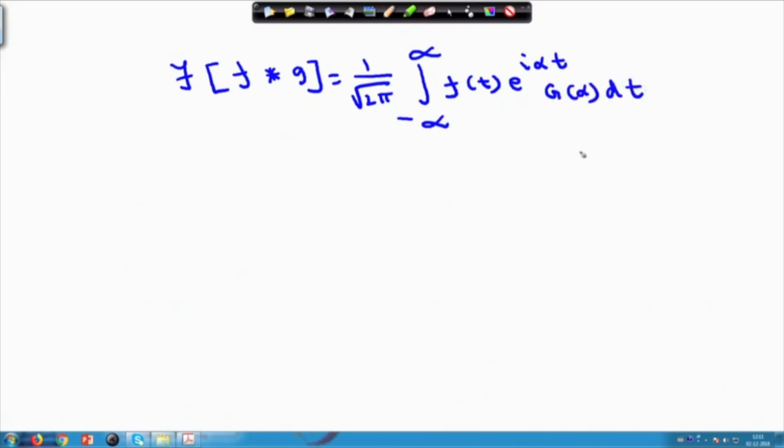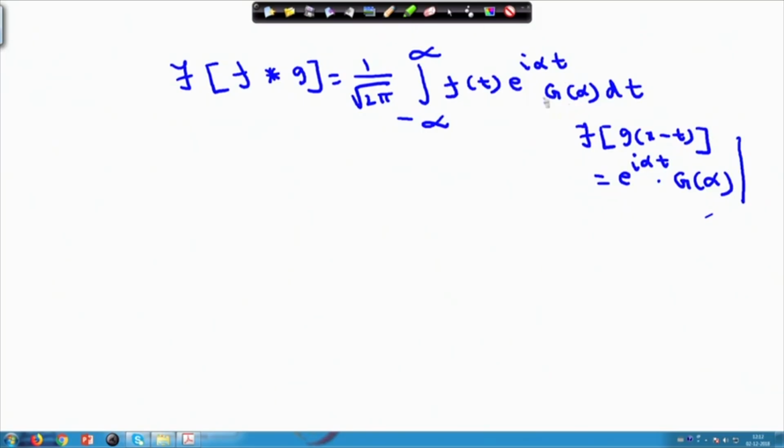This I am writing from the property that Fourier transform of g of x minus t is equal to e power I alpha t into g of alpha, where g of alpha is nothing but the Fourier transform of the function g x. So, using the second shifting property, which I know as this one, I am replacing this Fourier transform of g of x minus t equals e power I alpha t into g alpha into dt.